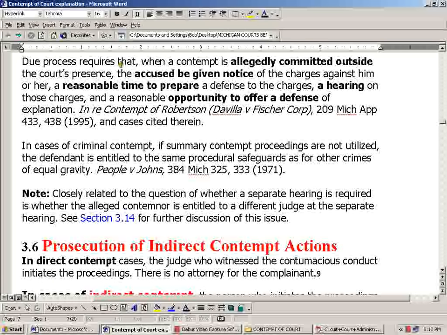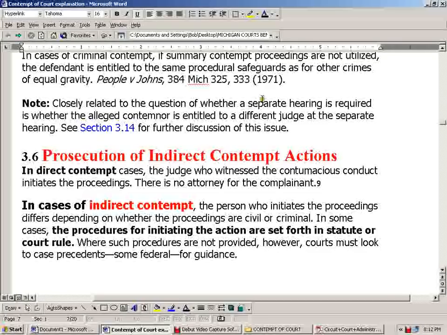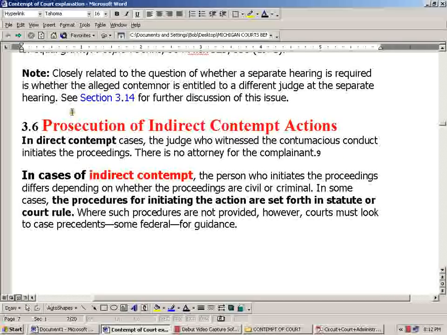Due process requires that when contempt is allegedly committed outside the court's presence, the accused is given notice of the charges against him or her, a reasonable time to prepare, a hearing, and an opportunity to offer a defense. But again, it's the court that's going to notify the respondent that he needs to come in and answer for the contempt charge. In direct contempt cases, the judge who witnessed the contemptuous conduct initiates the proceedings.